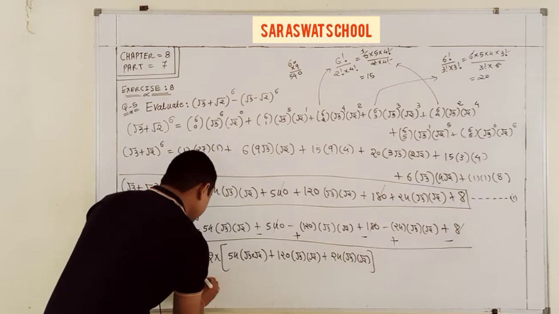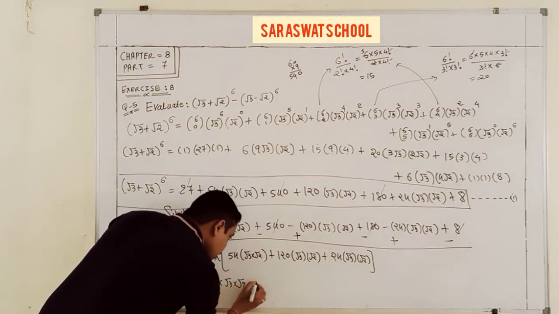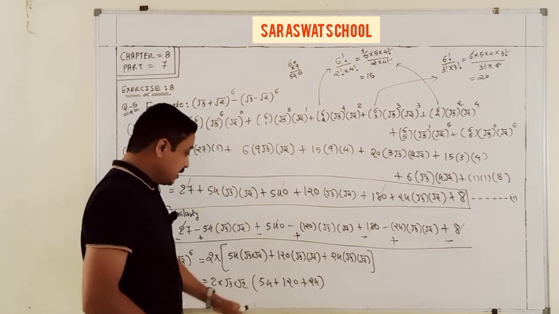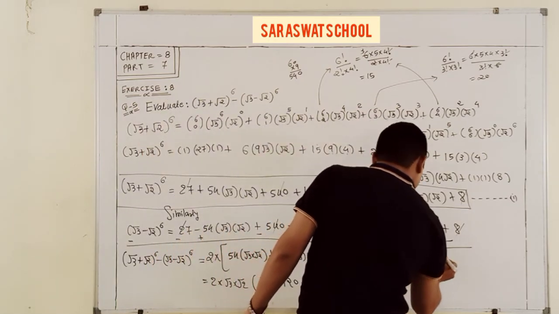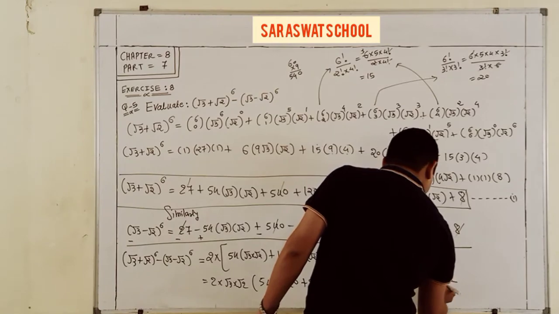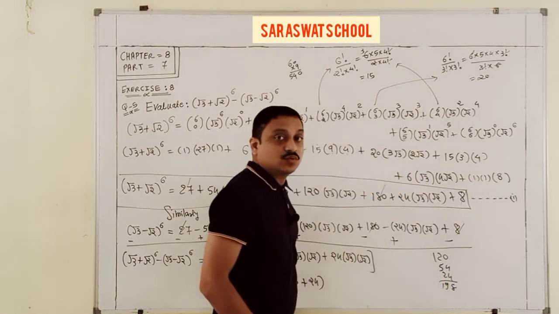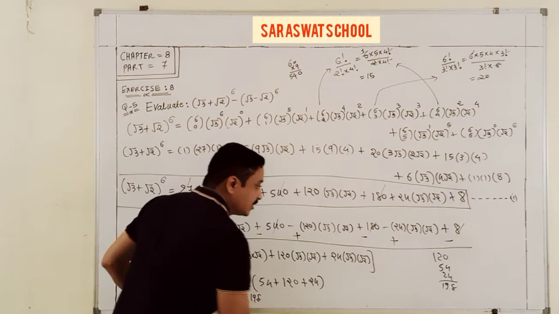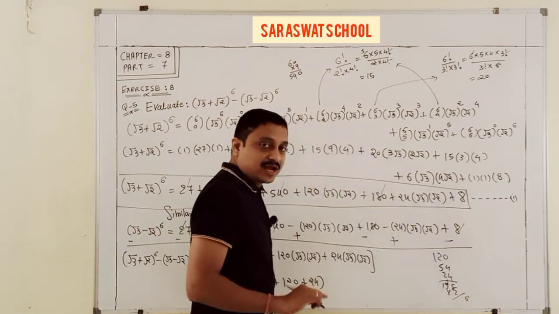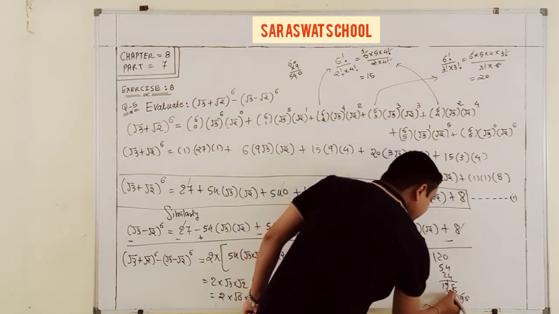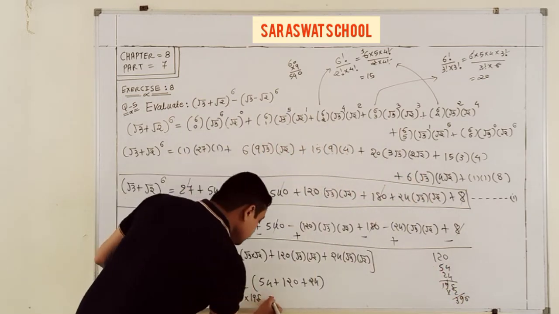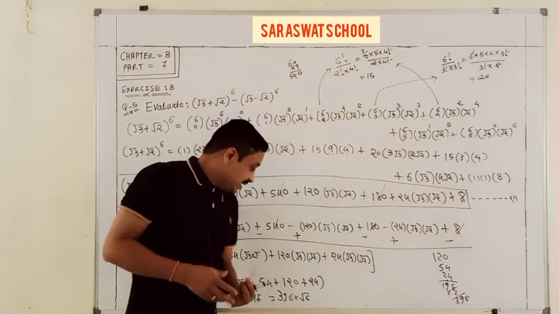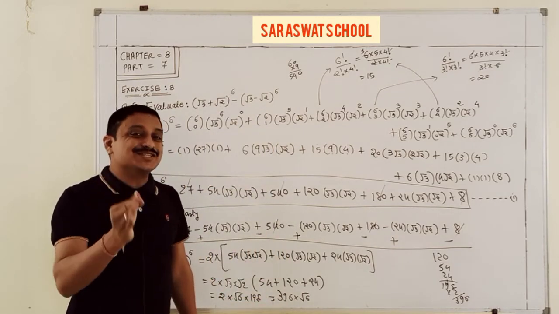Root 3 root 2, I take common. Others are 54, here 120, and that 24. Now I read all: 120 plus 54 plus 24 is 198. So 2 root 6 times 198: 2 times 8 is 16, 1 carry, 9 times 2 is 18 plus 1, 19, 1 carry, 2 times 1 is 2 plus 1 is 3, 396. So 396 root 6. So the answer to this question is 396 root 6. Easily students, done here.